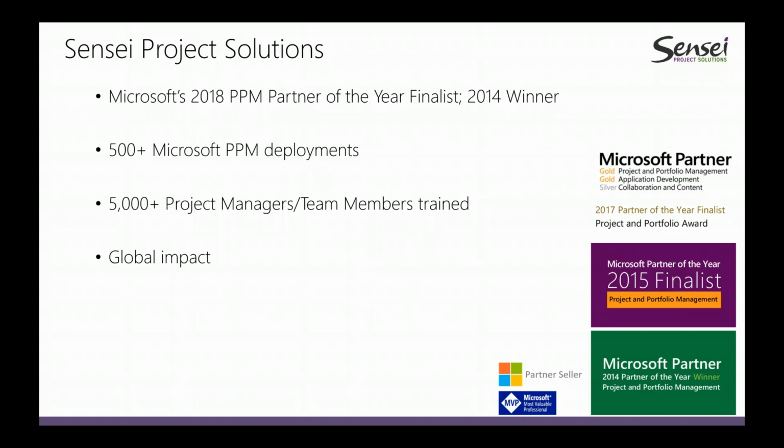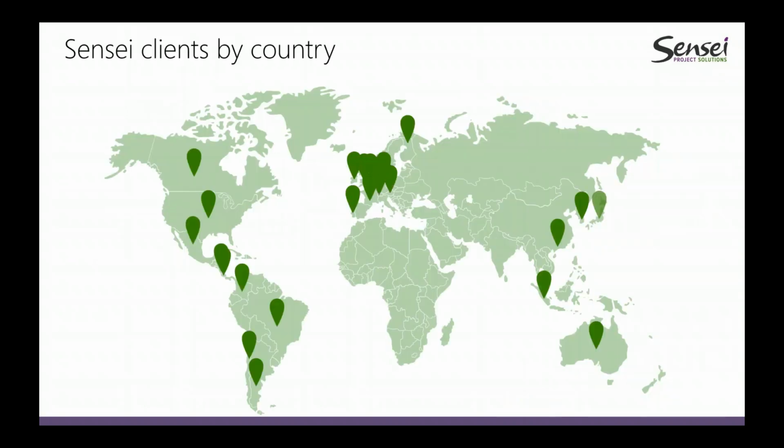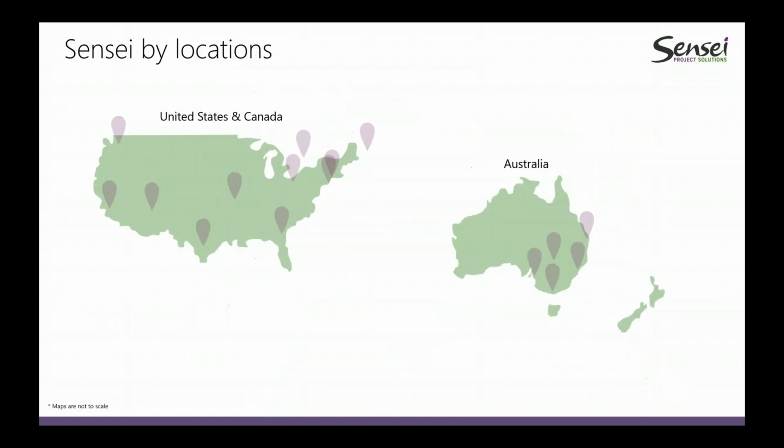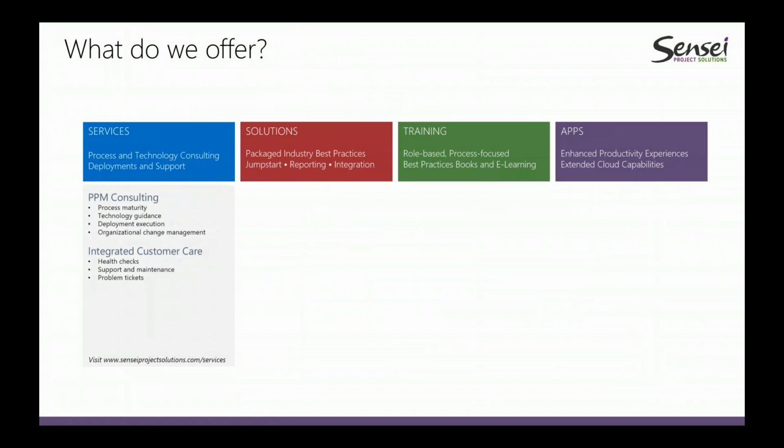We've deployed Microsoft project and portfolio management solutions over 500 times, and we've done a lot of training. Training is a key part of this, and we'll talk more about that. But we truly feel we have a global impact. We've actually worked with clients in 35 different countries, and we have a physical presence in the United States, Canada, and Australia.